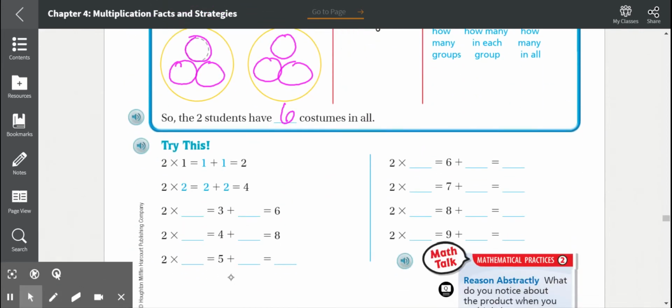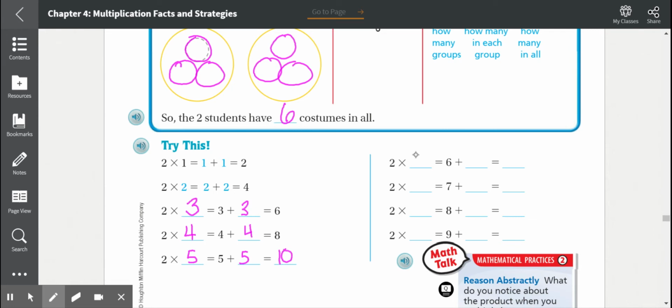Okay. Let's do some more. So what we're going to be doing here is really focusing on doubles facts. So we have 2 times 1 equals 1 plus 1, which is 2. 2 times 2 equals 2 plus 2, which is 4. 2 times 3 is the same thing as 3 plus 3, which is 6. 2 times 4, that's the same thing as 4 plus 4 equals 8. 2 times 5 equals 5 plus 5. And what is 5 plus 5? 10.